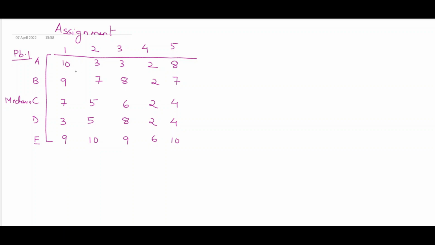So this is the assignment problem. Assignment is the allocation of different jobs to different people. In this problem, A to E, these are the mechanics. Mechanics are the people whom we wanted to allocate jobs from 1 to 5. So these are the cost 10, 3, 3, 2, 8. All these are the matrix inside it. These are the cost.